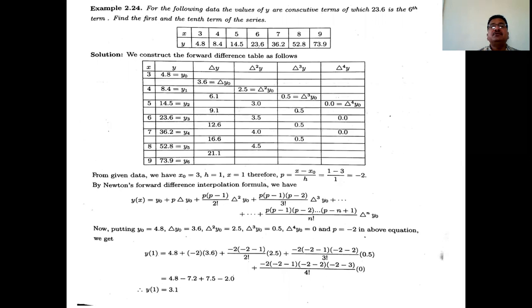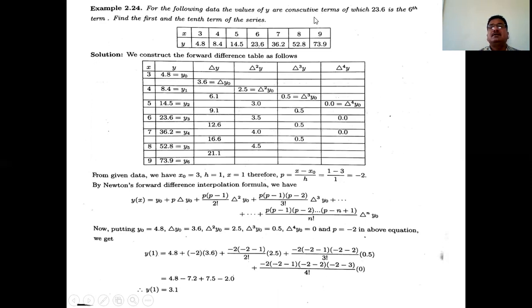Then the next problem is: from the following data, the values of y are consecutive terms of which 23.6 is the sixth term. So this is the sixth term.